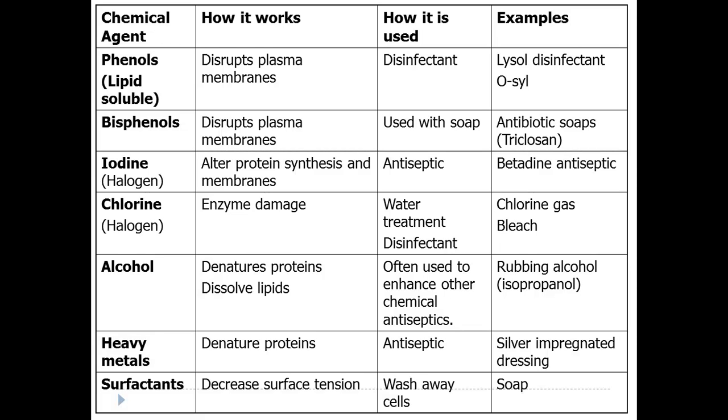Heavy metals denature proteins. It's also an antiseptic. Silver-impregnated dressings, we see these in burn units. They use these on people that have severe burns. And then surfactants, they decrease surface tension and wash away cells. An example of that is soap.